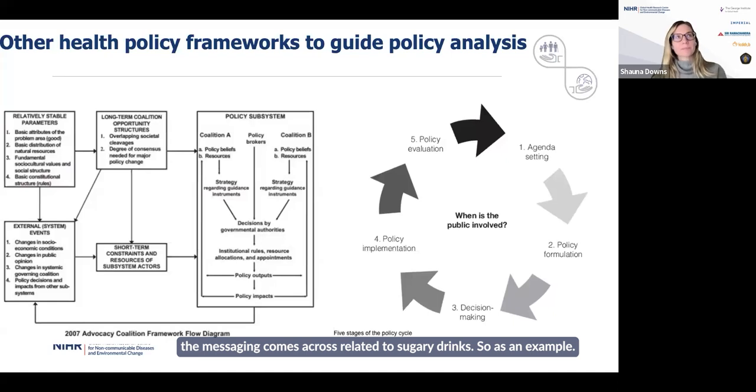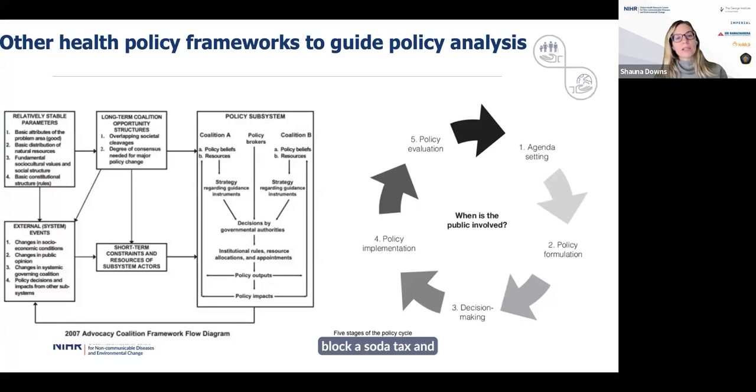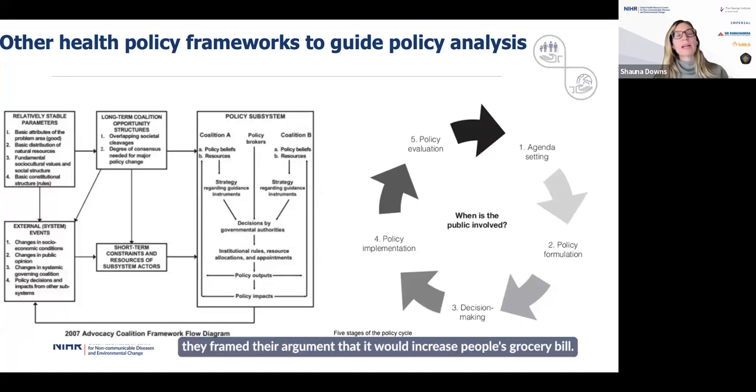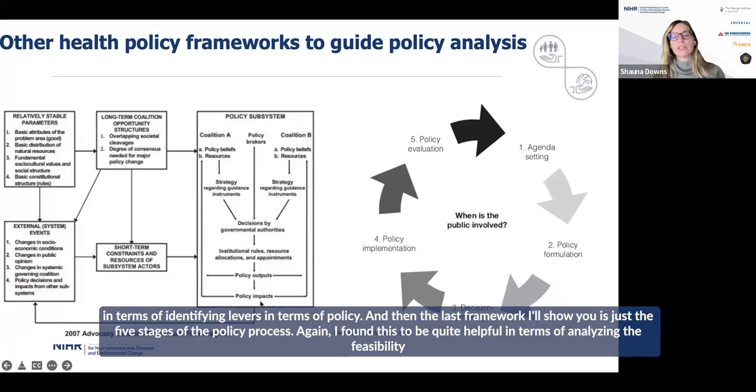As an example, there is a group here that was trying to block a soda tax, and they framed their argument that it would increase people's grocery bill. And that was very effective with consumers. So trying to analyze how those different coalitions are operating can be helpful in identifying levers in terms of policy.